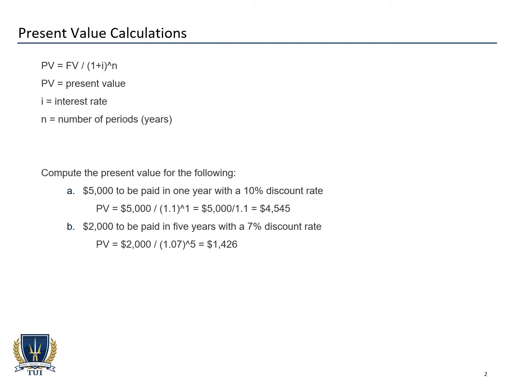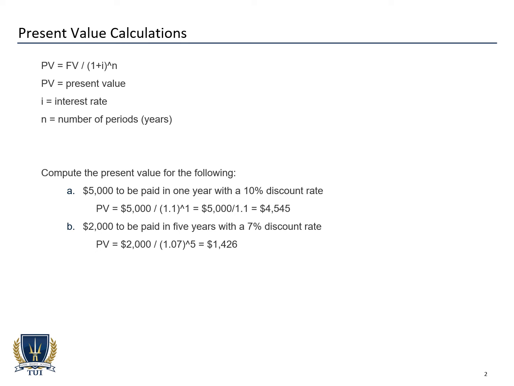All right, we've done future value. Now, how do we do present value? Present value is just the future value divided by 1 plus I to the nth. So present value is PV, I is the interest rate, N is the number of periods in that formula.